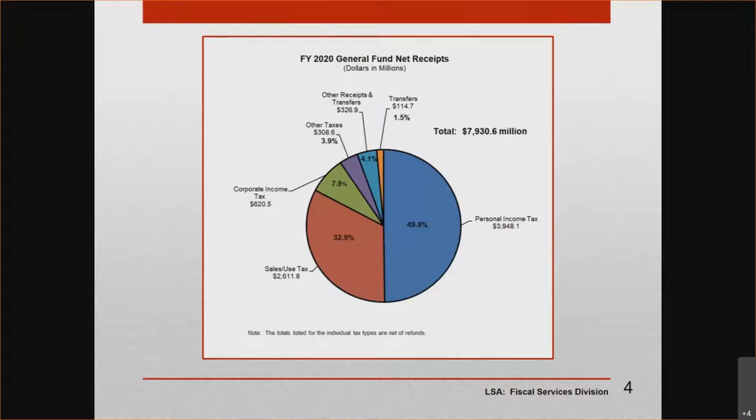Over time, those 2 sources have remained relatively constant as far as the proportion that they make up of the general fund. Corporate tax will fluctuate annually. In 2020, they made up almost 8% of the general fund revenues. And then the remaining 10% is a variety of taxes and fees and fines. Other taxes that get deposited into the general fund would be things like beer tax, insurance premium tax, inheritance taxes. Under the transfers line, a good portion of that comes from the lottery profits. On other receipts and transfers, a sizable portion of that 4.1% comes from the Liquor Control Trust Fund, the liquor profits.